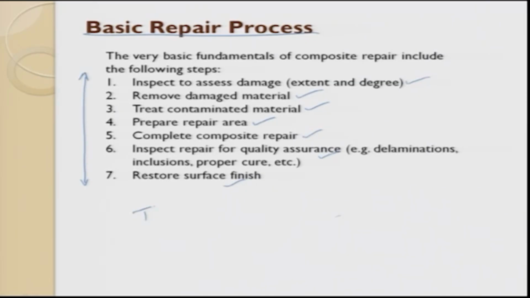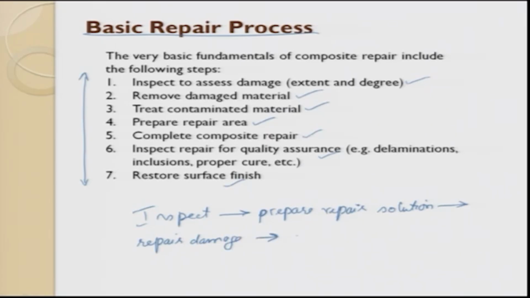So, first, if you want to write it, it is inspect, and then we make a strategy, or we prepare a repair solution or mat or whatever it is, and then from there what do we do? We try to repair the damage, and then after repairing the damage we check for quality assurance, and then we finish the composite which is to be repaired. So, these are the steps.